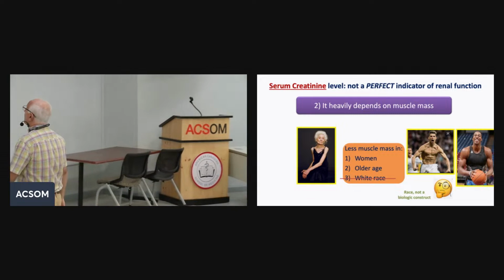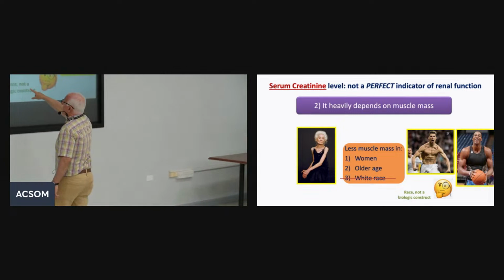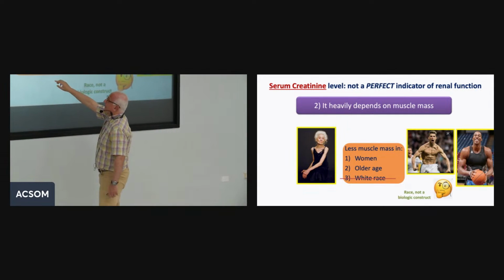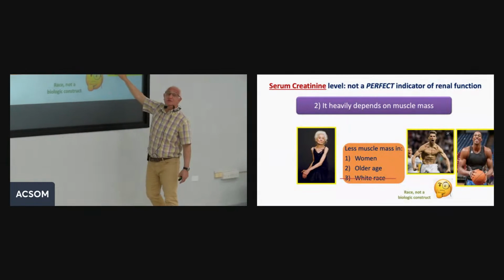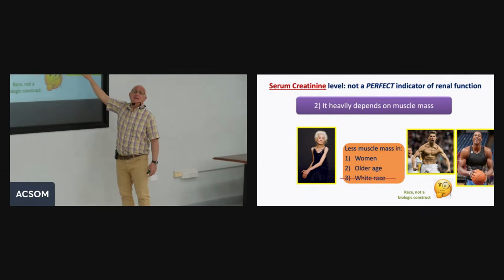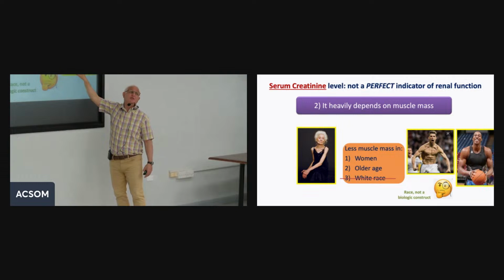For now, you and I, we know that less muscle mass will be in women and older age. So if this guy's creatinine is 2.5, probably a little bit of kidney dysfunction. 2.5 is too much. Normal should be around 1.